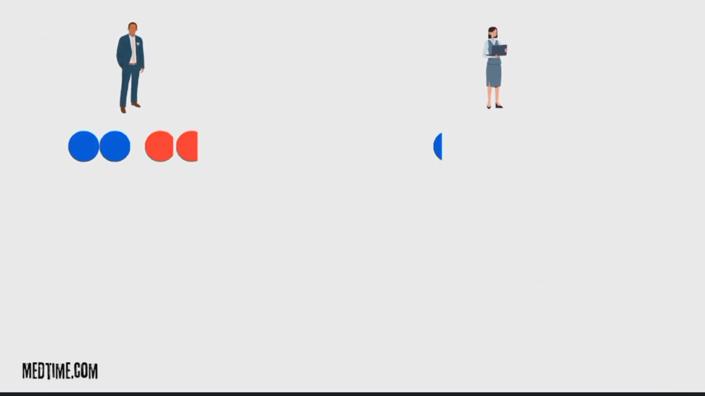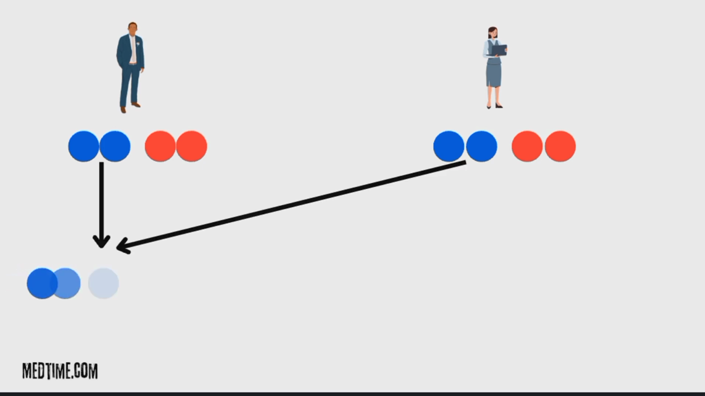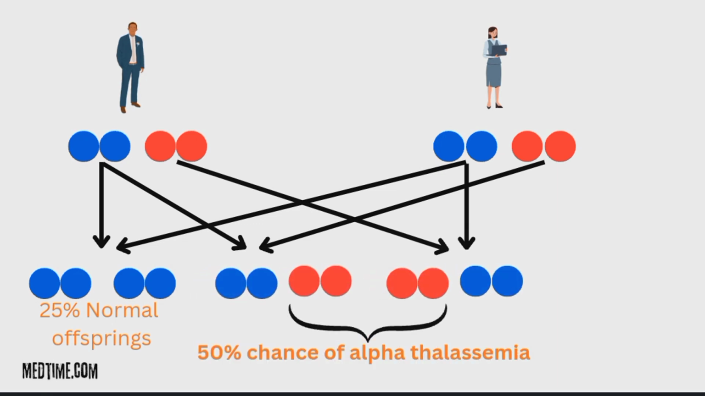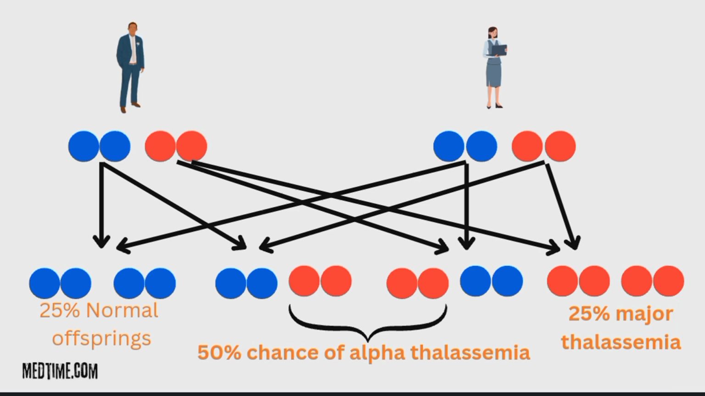If both parents carry two abnormal genes on the same chromosome, then there is a 25% chance of a normal offspring or normal child without any type of disease or disorder, without thalassemia, a 50% chance of a child with alpha thalassemia, and a 25% chance of a child with major thalassemia. Here all the genes are abnormal.